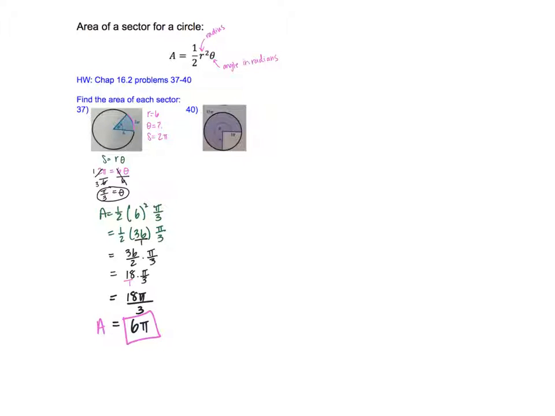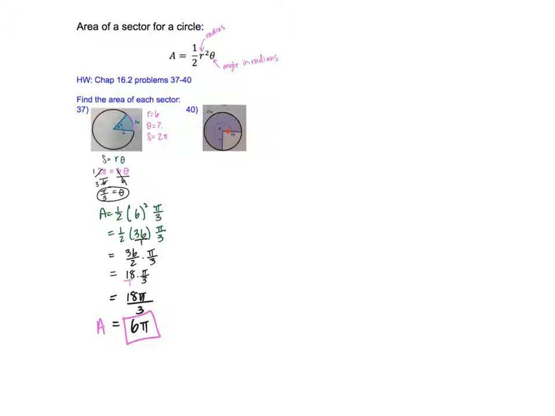All right, that was a bit of work. So here's the thing. We had to use the arc length to help us find the angle, and then we could plug it into the formula to find our area of the sector. So this piece right here is 6 pi.